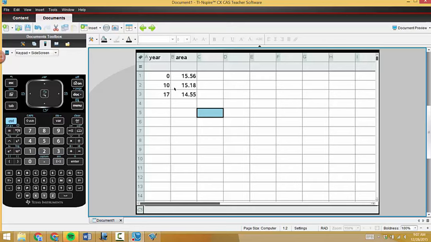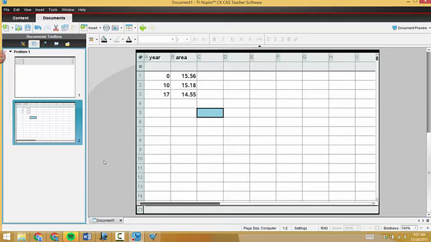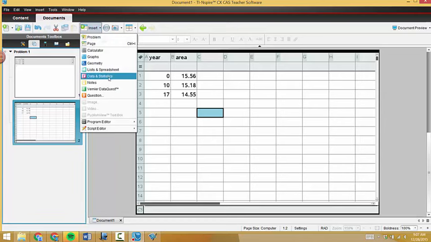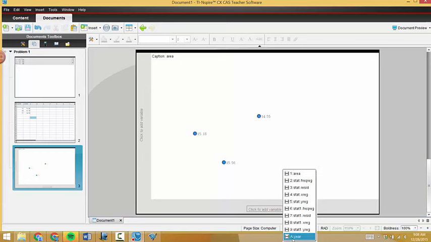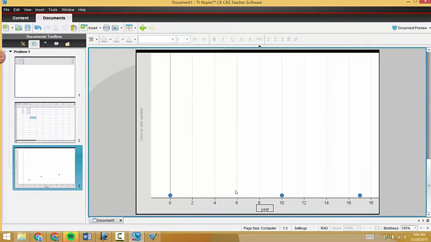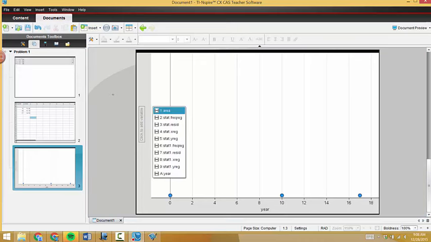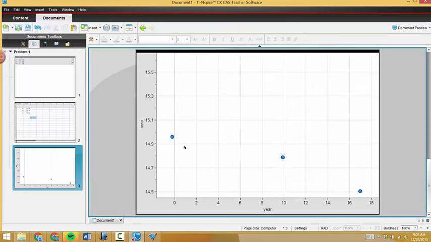The next thing I need to do is add a data and statistics. To do that, I'm just going to go to Home and then Insert a Data and Statistics, and it will come up like this. I come down here and select my x value. My x value was the year's value, so I'm going to put year down here, and it will organize those. Then over here the y value was area. So now we have the points in the right place.